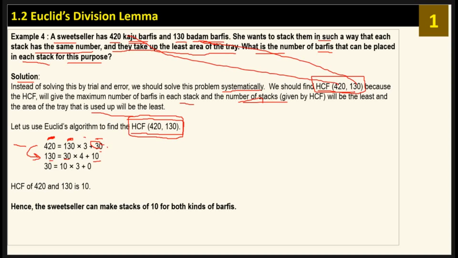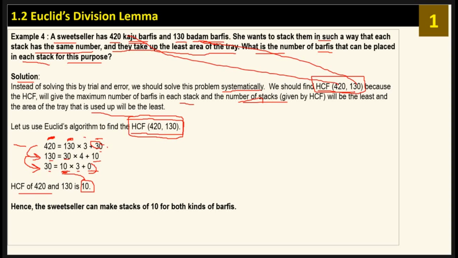This 10 is again not 0, so we will have to solve this one more step at least. So we place 30 here, 10 the previous remainder here, and 3 is the multiplier this time, and 0 is the remainder this time. So now that we have hit 0, the divisor in our case is 10, will be the HCF, and hence the answer.